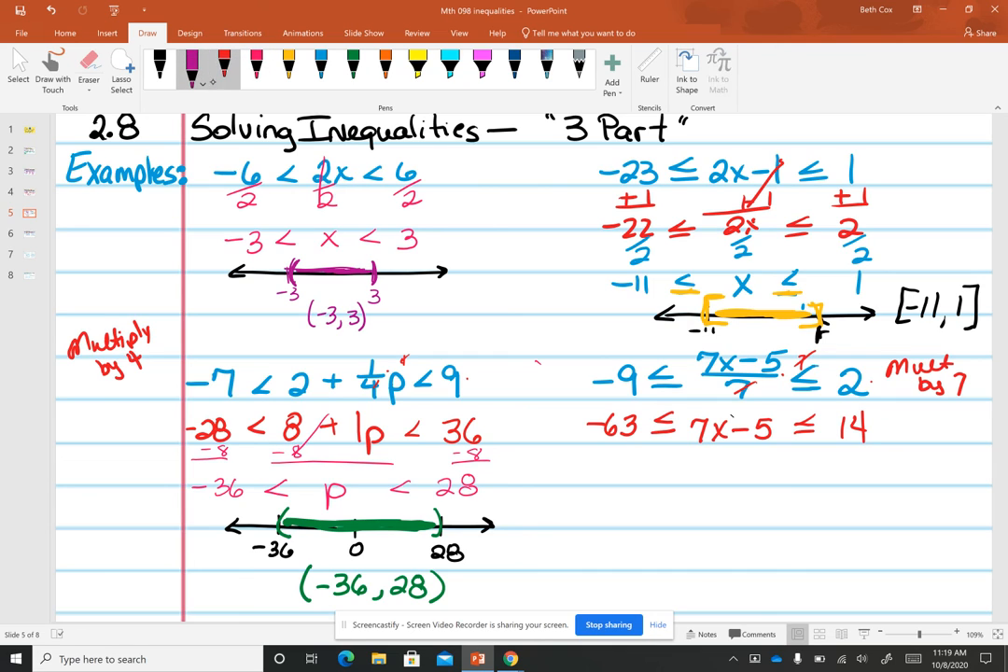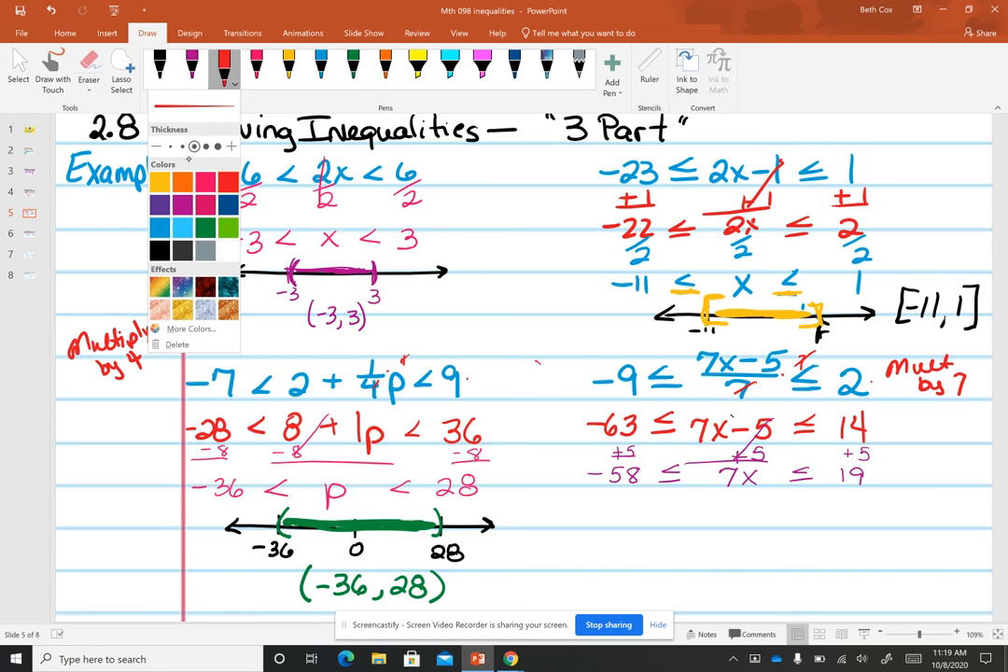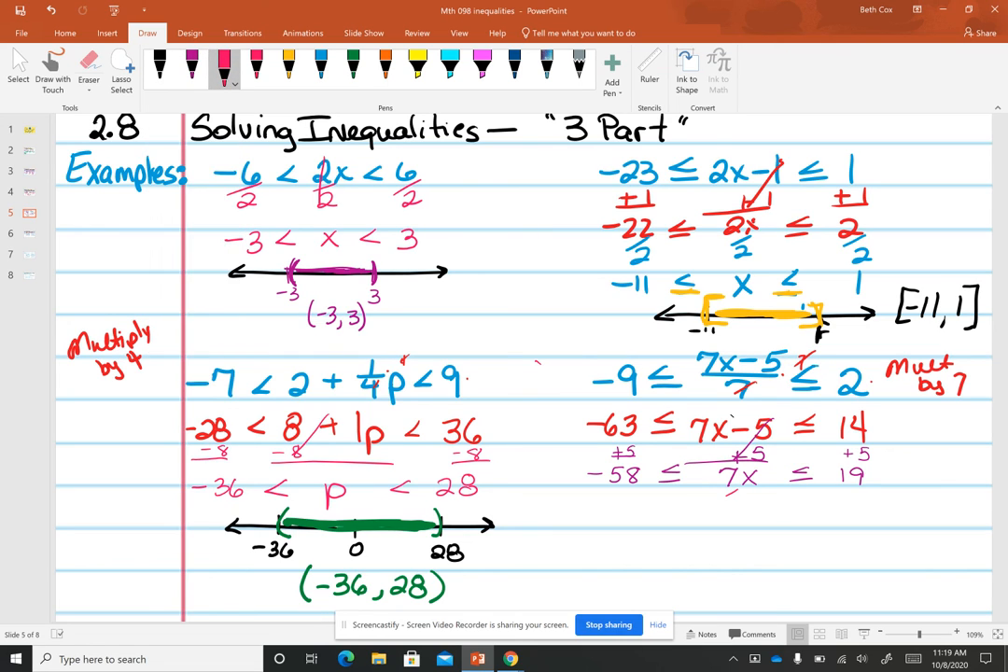All right, I'm going to continue solving. Again, I'm trying to solve for x in the middle. So I want to add 5 to both sides. That gives me 7x in the middle. And what I do there, I have to do over here. So that's going to give me negative 58 and 19. And then I'm going to divide by the 7. That gives me my x by itself in the middle, which is what my goal was.